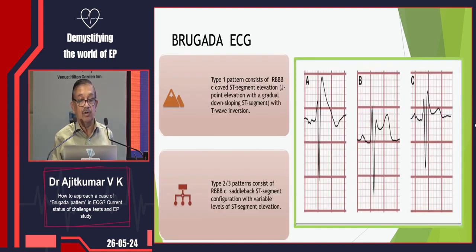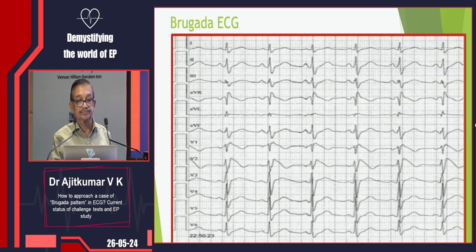Now, this is the typical Brugada ECG. We have the type 1 and type 2 and 3 patterns. The type 1 pattern consists of right bundle branch block with coved ST segment elevation and T inversion, while the type 2 and 3 patterns consist of right bundle branch block with saddleback ST segment configuration with variable degrees of ST segment elevation. So this is a typical Brugada ECG.